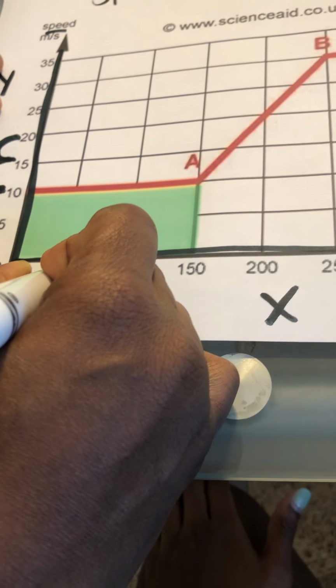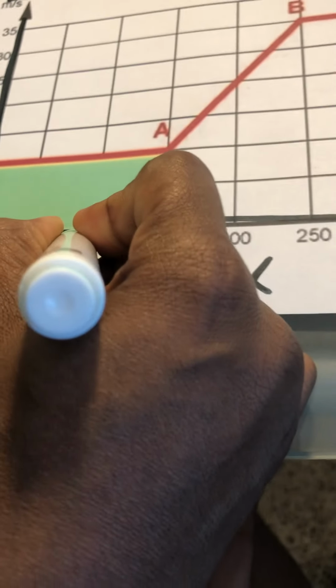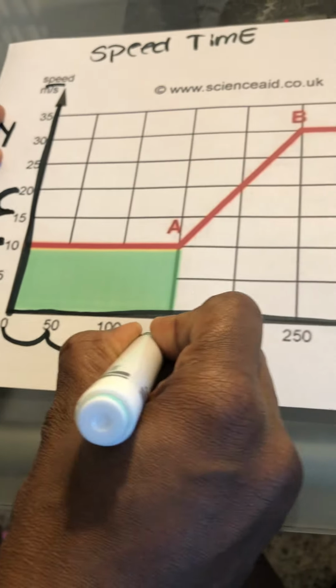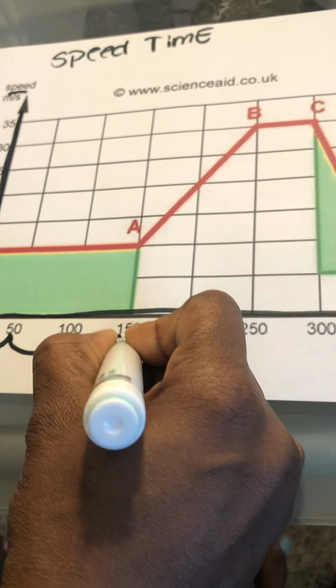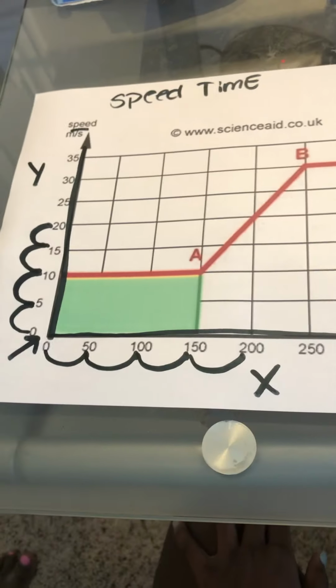From the second point to the third point, there is 50. From the third point to the fourth point, there's 50. From the fourth to the fifth, there's 50, and so on.